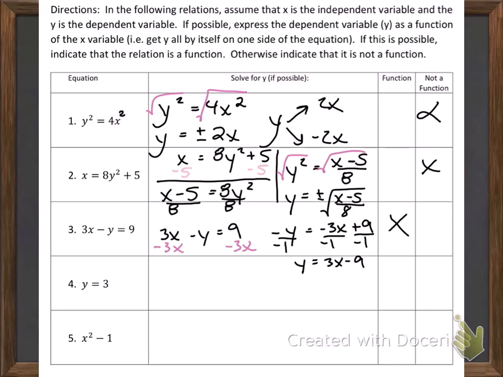So we're fine. The next one, y equals 3. Well, y has already been isolated for us, so we know that it is a function. And then lastly, the equation x squared minus 1 is equal to y. Again, y is all by itself on one side, so we know this is a function.